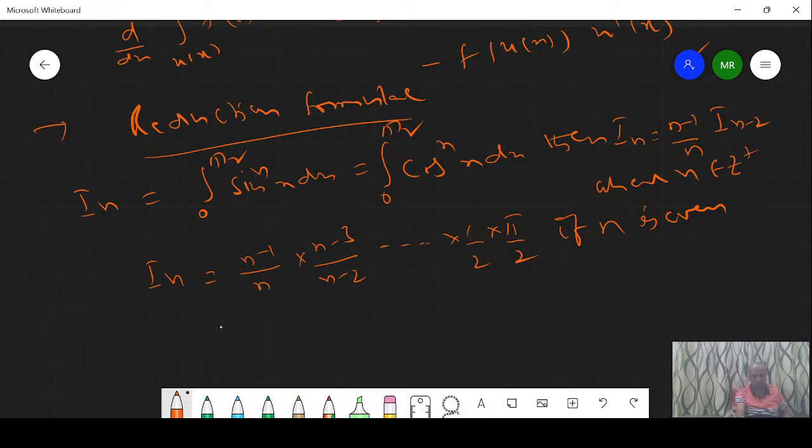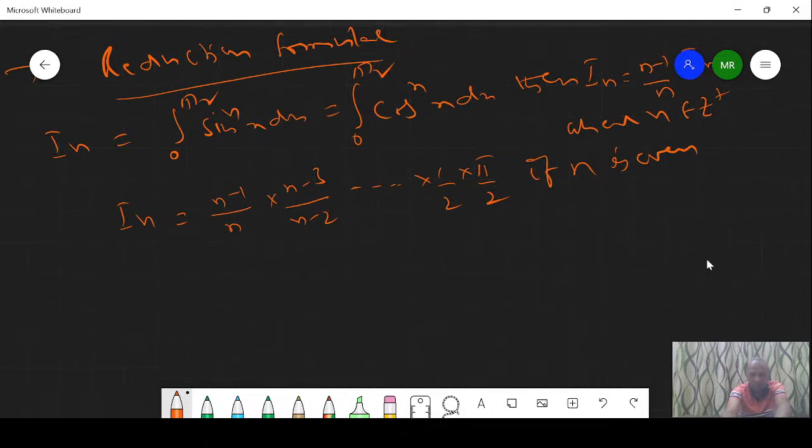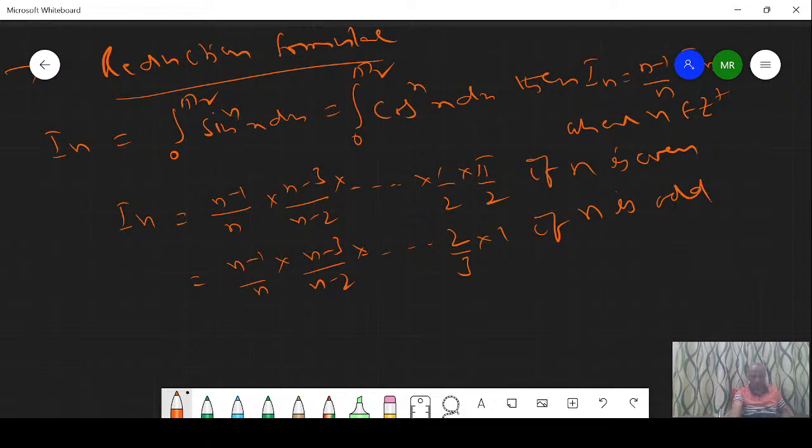If n is odd, I can write the same thing: n minus 1 by n, n minus 3 by n minus 2, and so on, until it comes to 2 by 3, ending with 1. Like this we can do the problems very quickly using this concept. I will tell you an example also here.